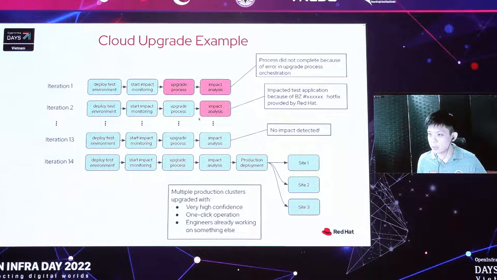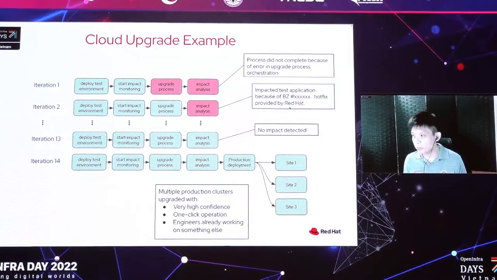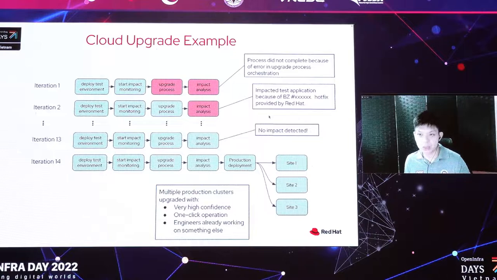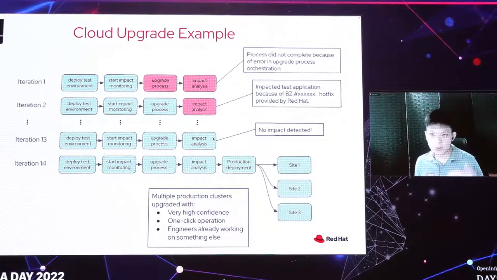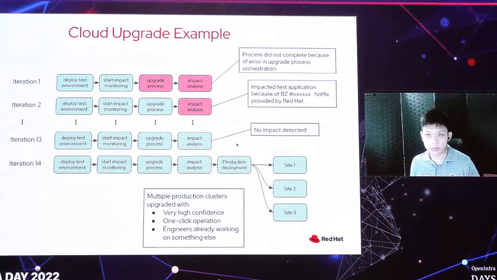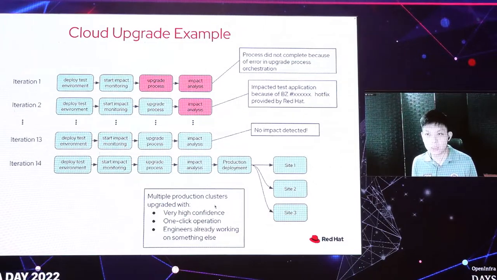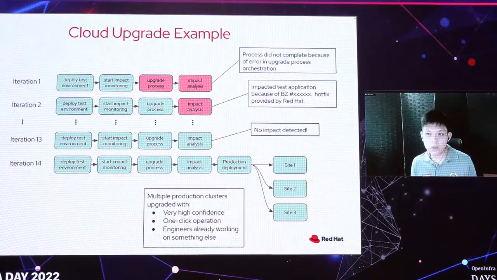So in this case, perhaps after the second iteration, we would have fixed the upgrade process. We decided that there are some issues, maybe from a CVE standpoint, bugs and errors. Then we go through multiple iterations before eventually you have a situation whereby everything is all good and clear. Then we deploy in production. We are able to get multiple production clusters upgraded with very high confidence, and essentially what everyone is looking for is this one-click operations. And you can have engineers free up their time to work on other stuff along the way.